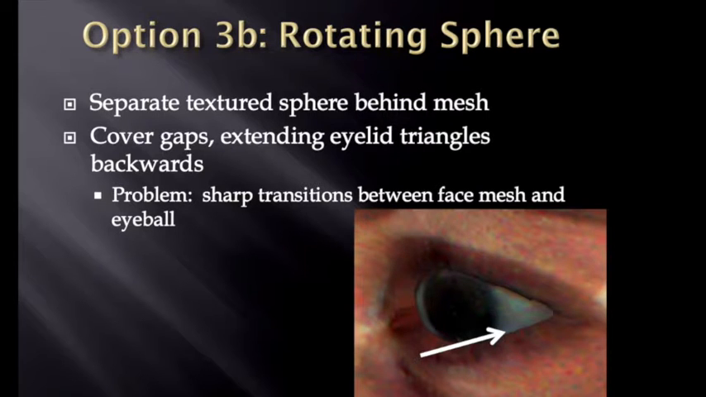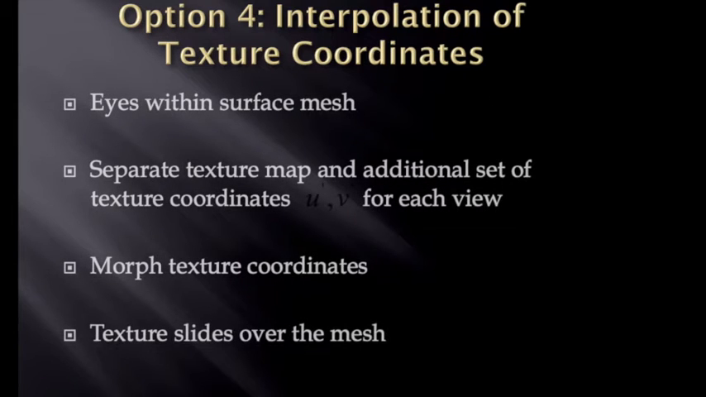A different approach is having the sphere go through the mesh, but we get these sharp transitions between the facial mesh and the eyeball, which is inconsistent with the sharpness of the face mesh itself, so it looks very unnatural. So finally we developed this option 4, which is an interpolation in texture space.